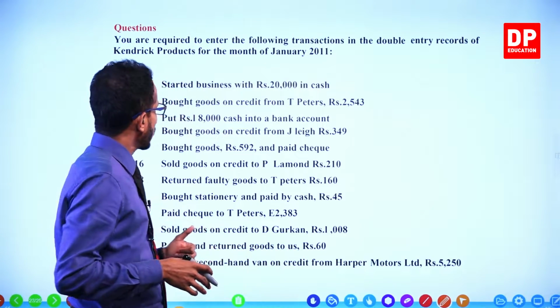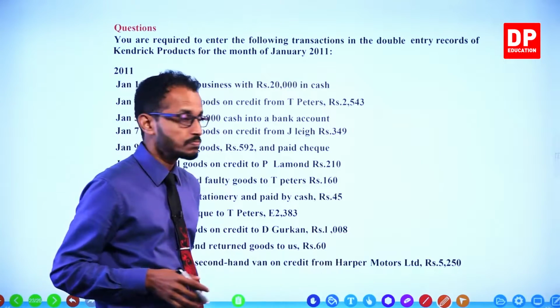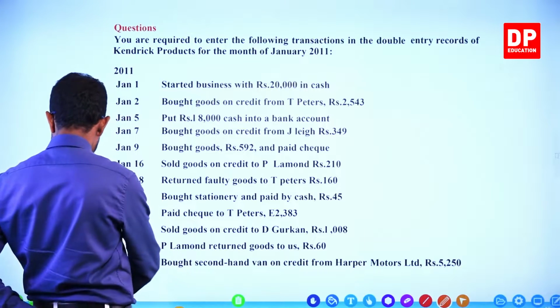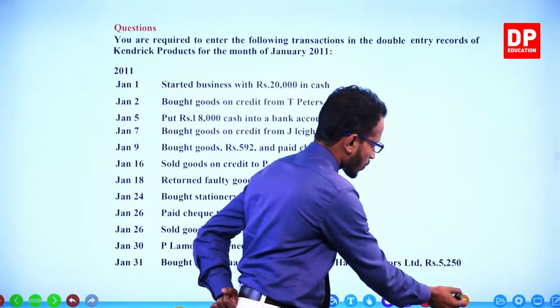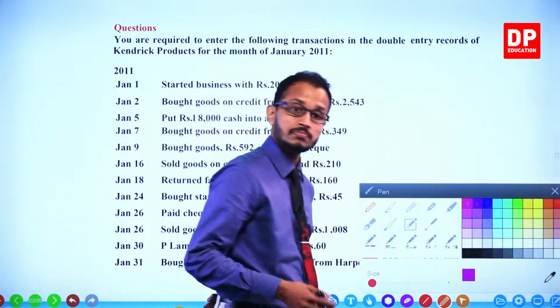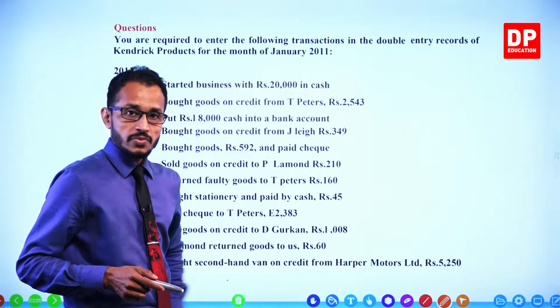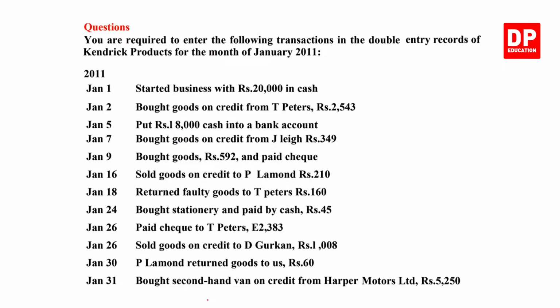So, recording transactions. Here we go. Let's read out this. Till I prepare myself, can you read out the question, children? Or you're going to read with me? Alright, no problem. You are required to enter the following transactions in the double entry records of Kendrick Products for the month of January 2011.